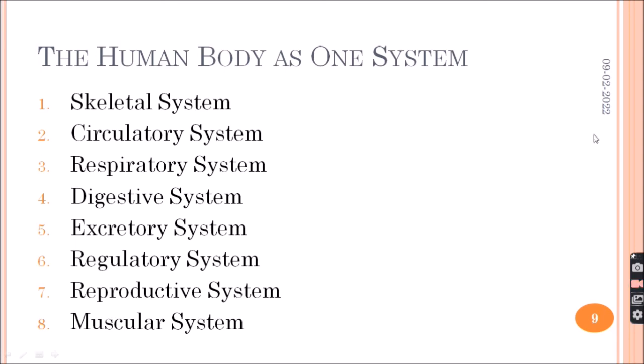Excretory system. The excretory system removes the waste products formed during the combustion of the food from our body. The lungs, the kidneys, the skin and the large intestine form the excretory system.